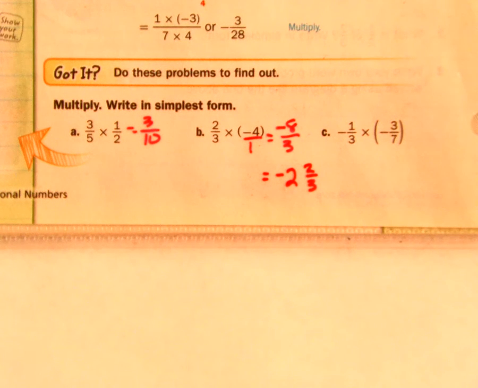Okay, example C, we have -1/3 times -3/7. Again, we have a negative times a negative. That equals a positive. Our positive and negative rules don't go away. They're still with us. So I can multiply.